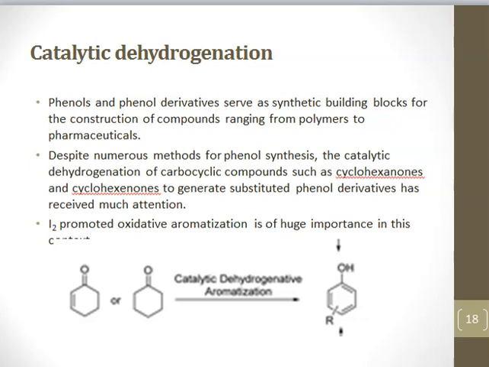So what we do is that we use cyclohexanone or cyclohexenone. So you need to have a 6-member ring with a ketonic group, or a 6-member ring with a ketonic group and a double bond, right? So we carry out the catalytic dehydrogenation for that purpose, and the reagent which we'll use in this process is iodine. So in this reaction we will use iodine, right? So why will we use iodine? Because iodine will promote oxidative aromatization.